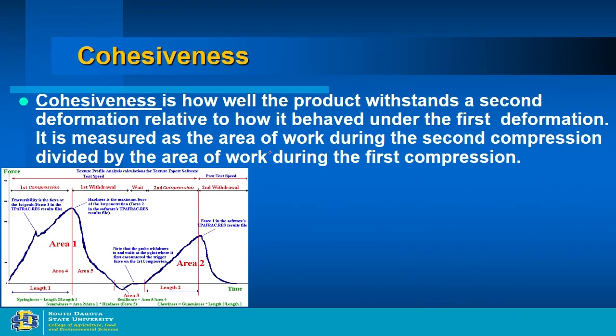It's measured as the area of work during the second deformation divided by the area of work under the first compression. The second compression is here, and this is the first compression. So this area over this area is the cohesiveness. Or you can also say length 2 over length 1 is springiness. So this area under this curve divided by area under this curve.